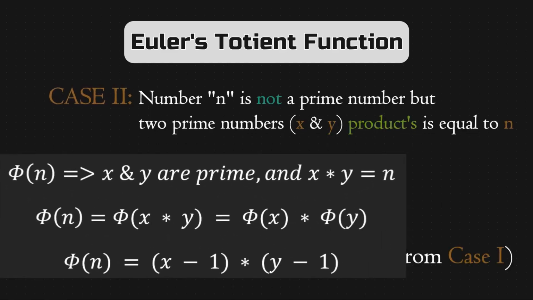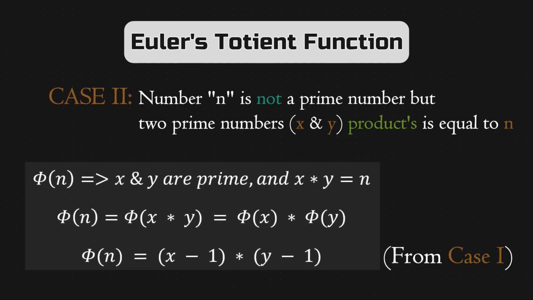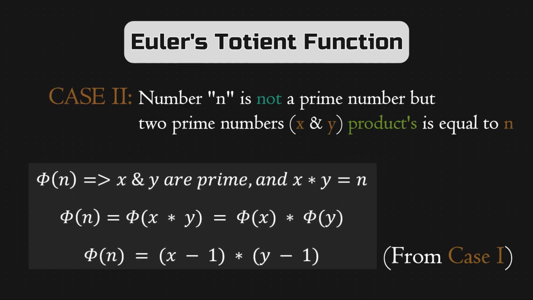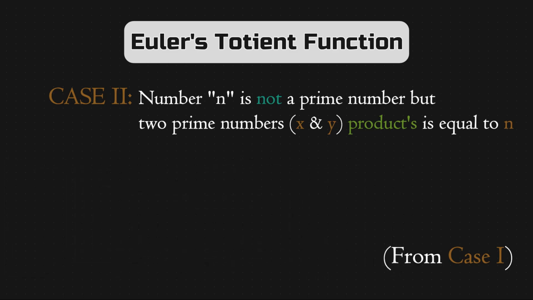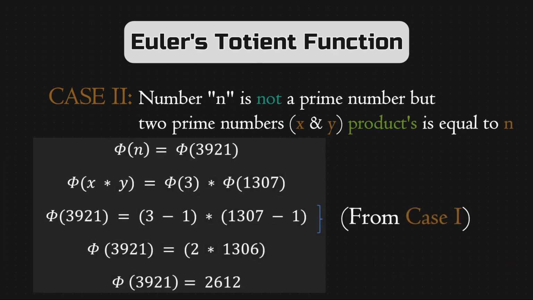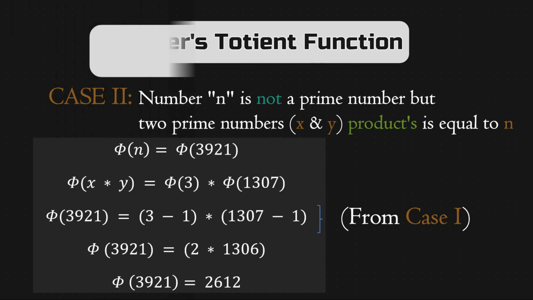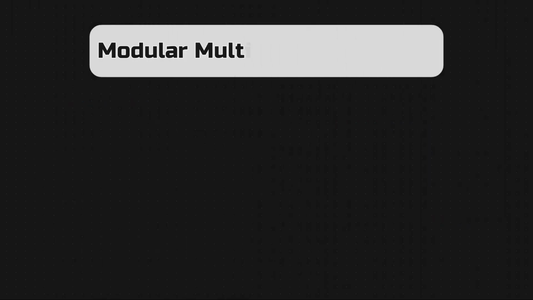If there is a number n which is not a prime number, then the Euler's Totient function for this number still can be computed easily if the product of two prime numbers is equal to the number n. In simple words, let's suppose there are two prime numbers x and y and the product of x and y is n. In this scenario, the Euler's Totient function will be (x minus 1) multiplied by (y minus 1), according to the case 1 we discussed earlier.